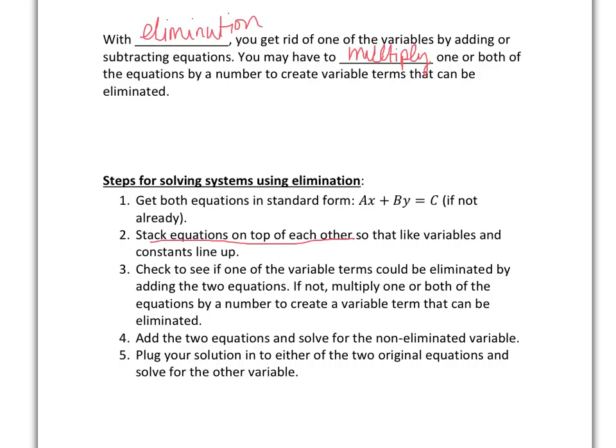Number three, you're going to check to see if one of the variable terms could be eliminated by adding the two equations. If not, then you're going to multiply one or both of the equations by a number to create a variable term that can be eliminated. Number four, you're going to add the two equations and solve for the non-eliminated variable. And then number five, you're going to plug your solution for that variable that you just found into either of the two original equations and solve for the other variable. Okay, so let's see how this works by working an example.